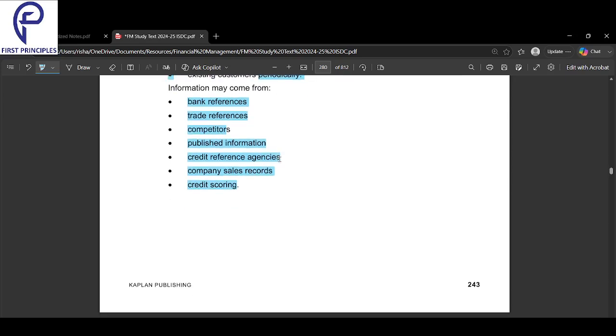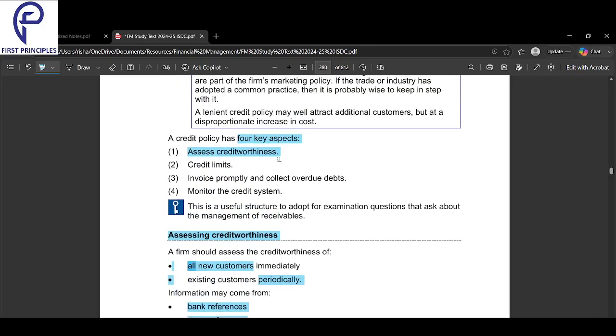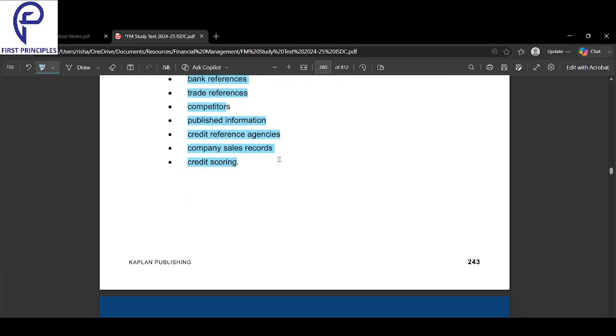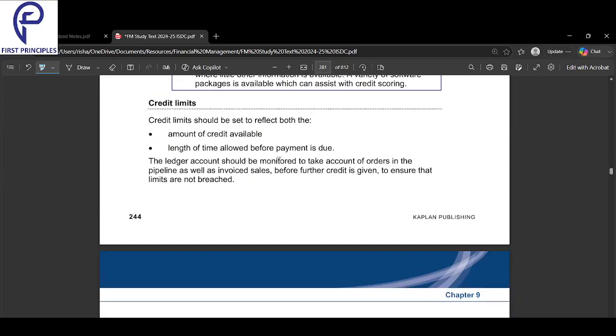Now, where will I get the information from? Bank reference, trade reference, from competitors. From all these places, I'll get the information. After getting the information, I should think, should I give or should I not give? If I should not give, don't give. If you can give, then you can give. So first you have to assess whether I should give or not. That is called assessing the credit worthiness. Is he worthy of credit or not? Simple.